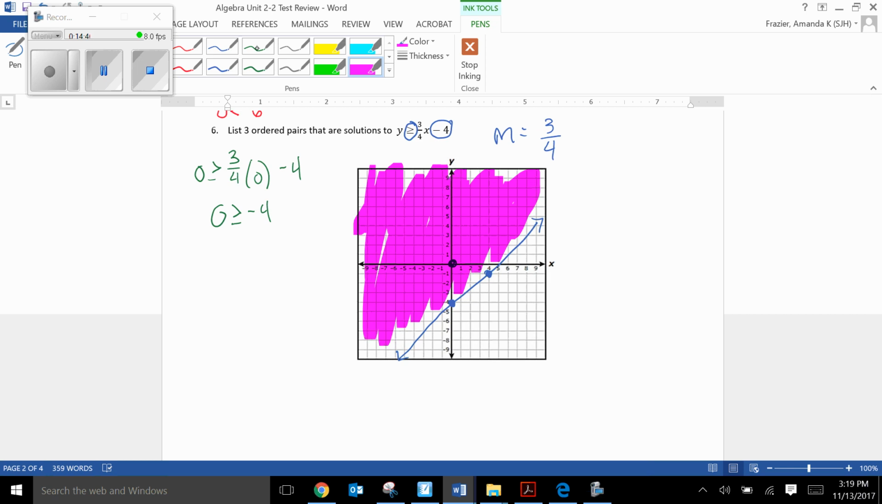Okay, so now I'm going to list ordered pairs that are in here. So 3 ordered pairs that are solutions. It could be anything within the shaded region, but since my line is solid, it really could also be the points on the line. So I could have 0, 0, since we already used that as a test point. I could have 0 and -4, because that's on the line. But I also could have -5 and 7. It really is anything that's in here. So you could have anything different than me as long as it's within that shaded region.